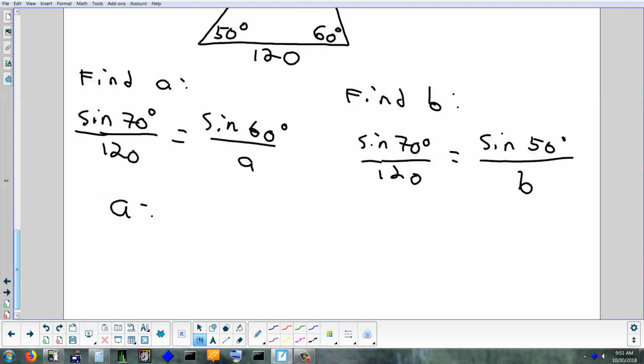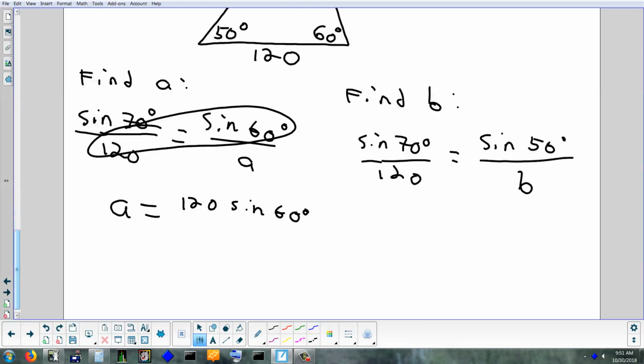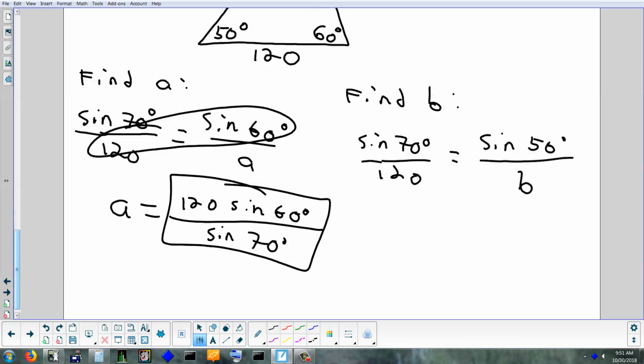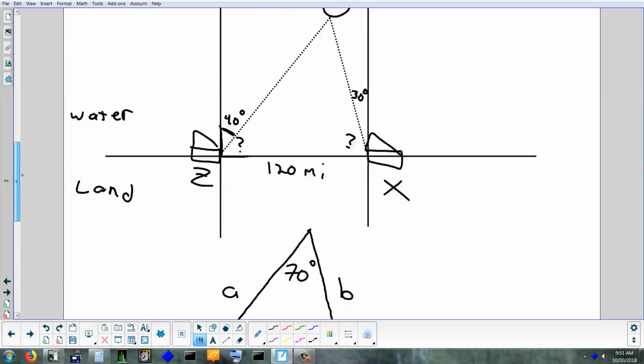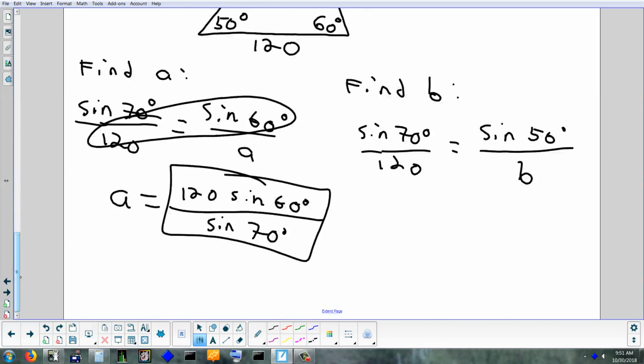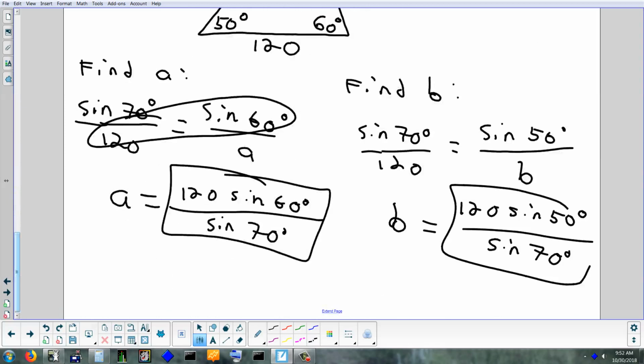Right, so when I get A by itself, I'm going to get 120 sine 60 divided by sine 70. We type that in, and that's the distance between, what was it? Zulu and the ship. And now to get B, basically it's just one number that changes. 120 sine 50. That should cross multiply and then divide by sine 70. That's the distance between X-ray and the ship.